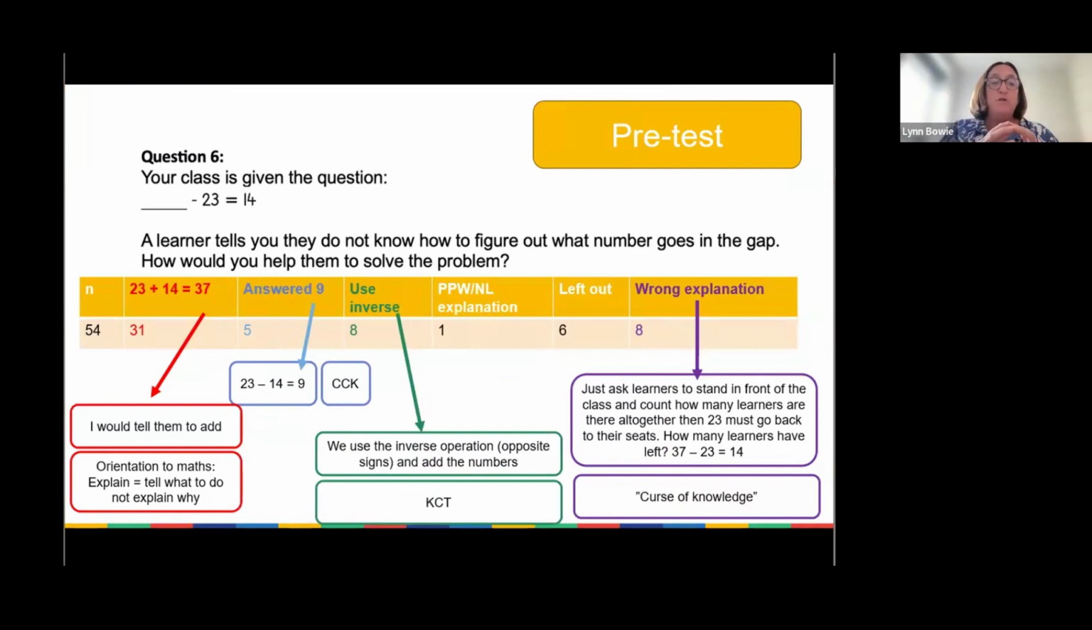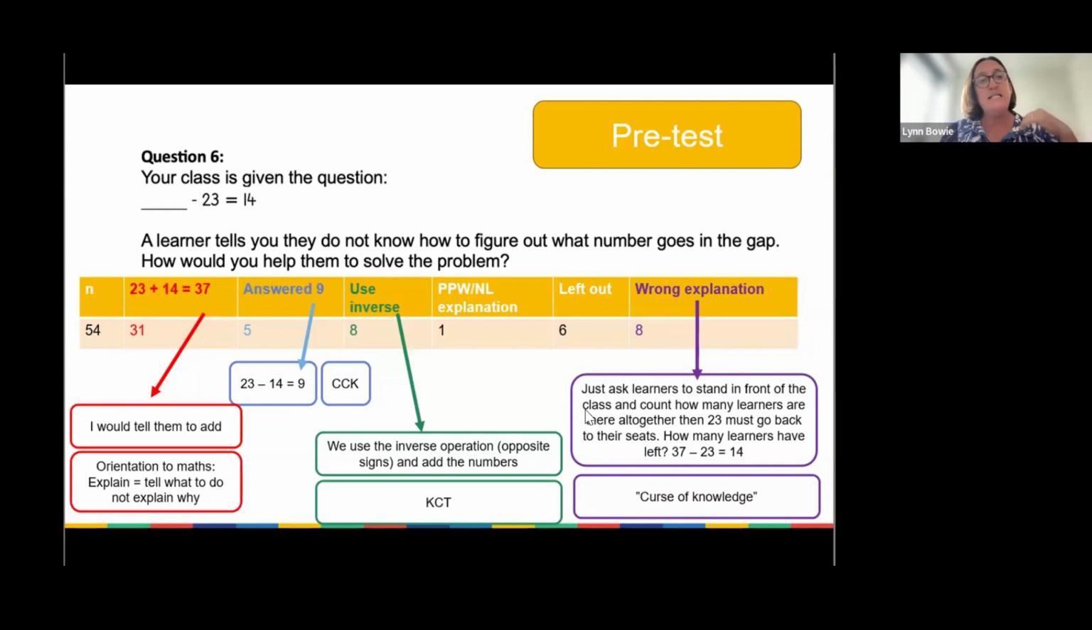And although the vast majority of the teachers could answer this question, their way of explaining it was simply to say, I'd tell my learners to add. So any notion of using any form of representation or giving any kind of explanation as to why you would add was something that the teachers couldn't do. And a number of them would work out the answer of 37 themselves and then work back from that to tell the learners how to do it. So there was quite a lot of confusion in finding a way to explain why.